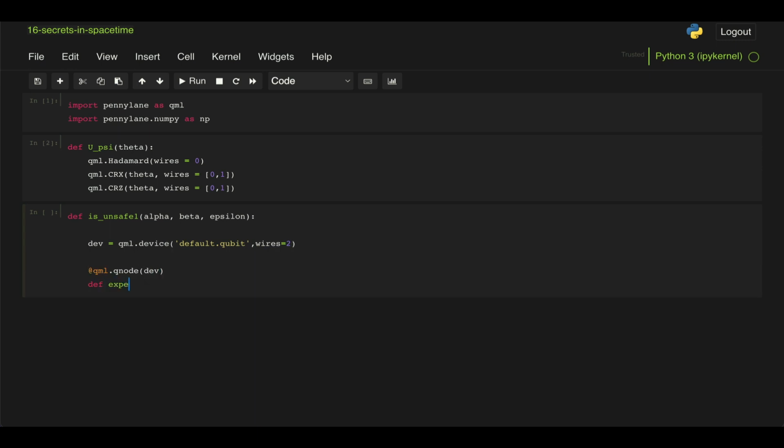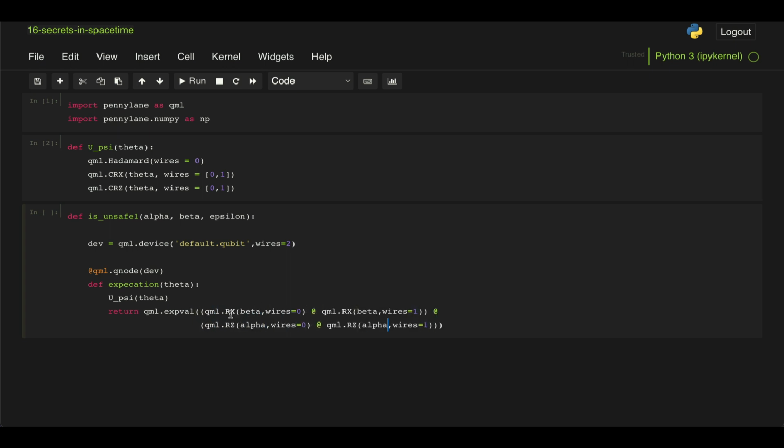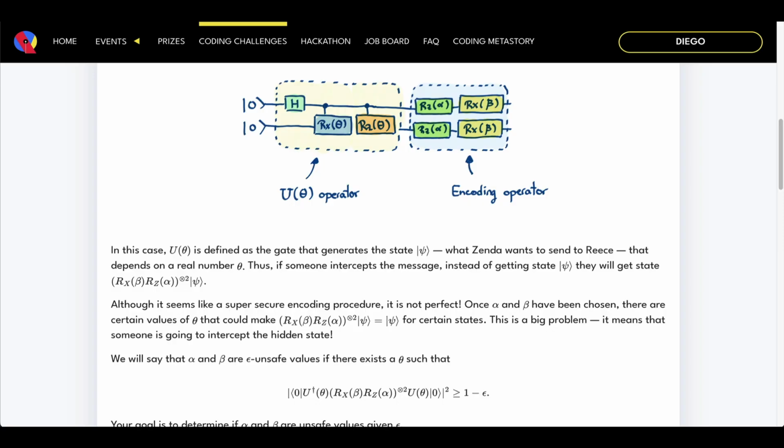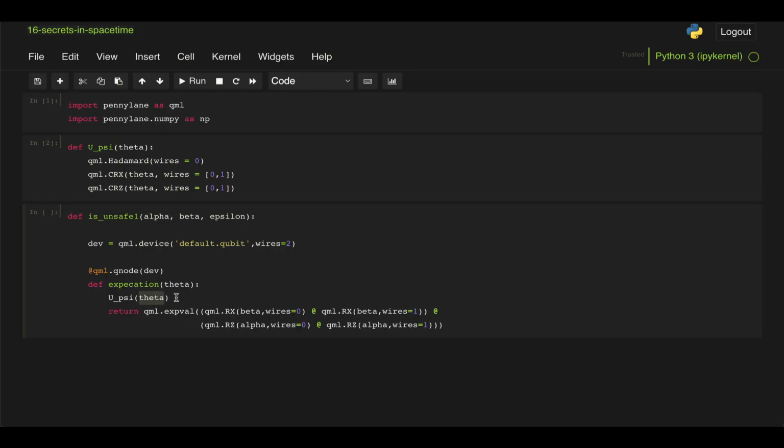And the QNode basically just calls the function that prepares the state of interest, and then it's just going to return the expectation value of that observable we discussed, which is the unitary of that encoding operator. So here we are passing the RX gates applied to wires 0 and 1, and the RZ gates applied to wires 0 and 1, just like shown in this encoding circuit, and then calculating the expectation value of the prepared state with respect to that operator.